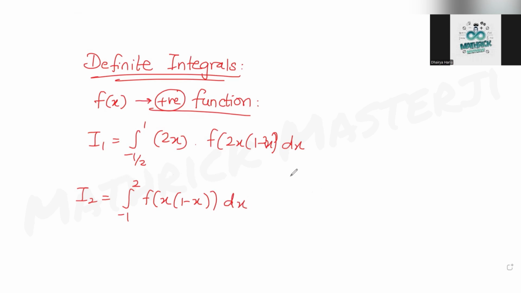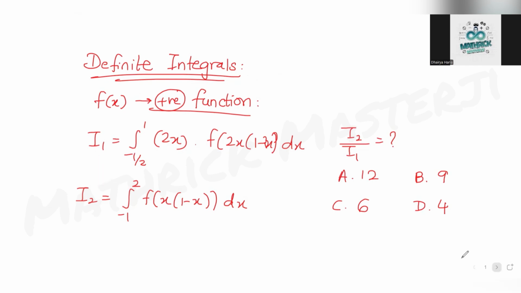Now the question is asking us to figure out the value of I2 over I1. And the answer choices that we have here are 12, 9, 6, 4. So we need to figure out which one of the answer choices is the correct answer for this question. Let's try to figure out the value for this expression.